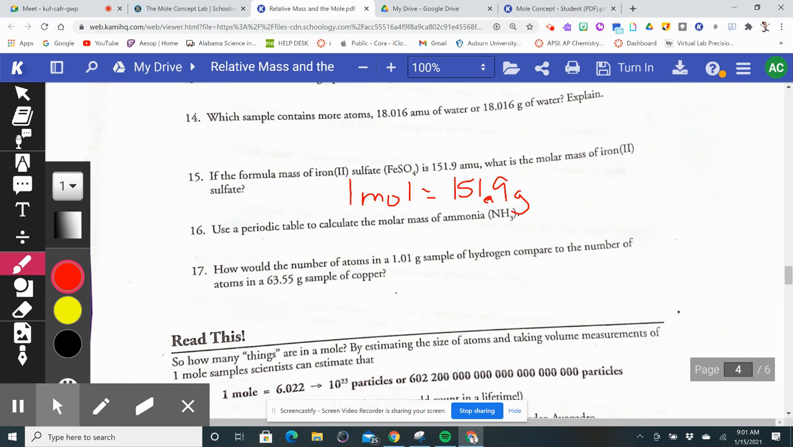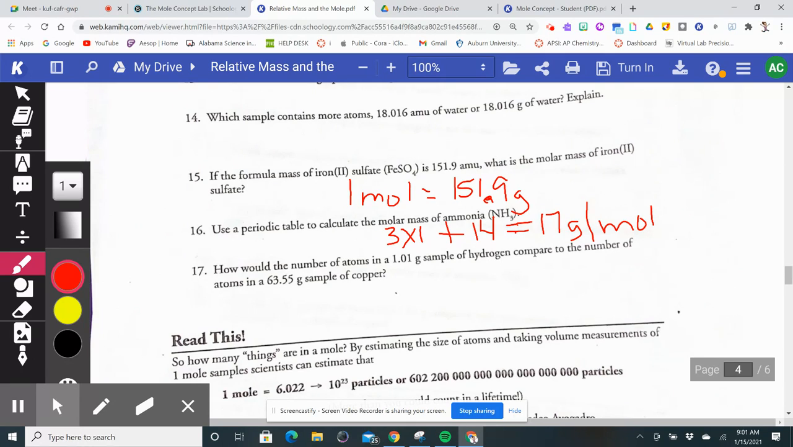All right, so what'd you get? 17. How'd you get 17? Multiply 3 times 1 for the hydrogens. And what else? 14 for the nitrogen. And that gives us 17 grams per mole. And that's the way we write it. Grams per mole. All right?